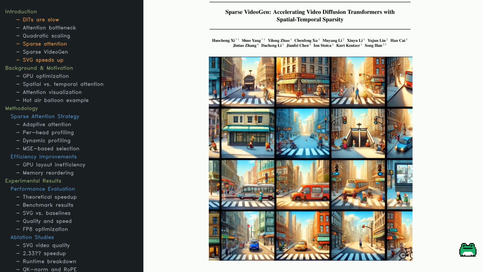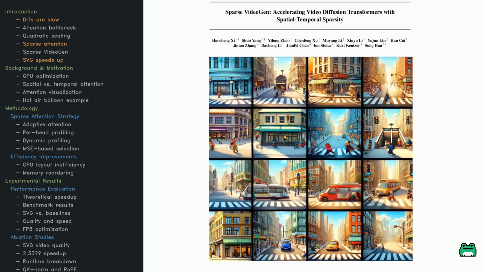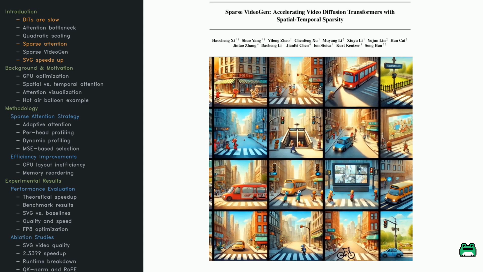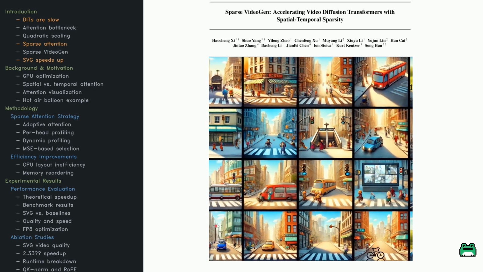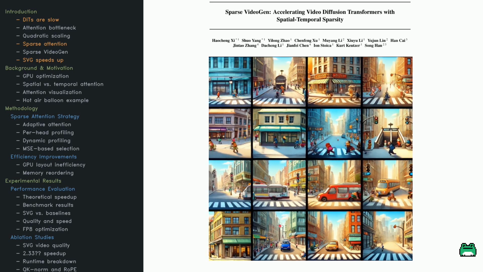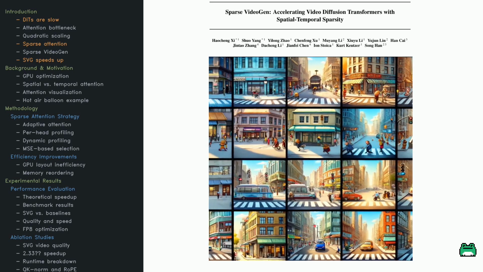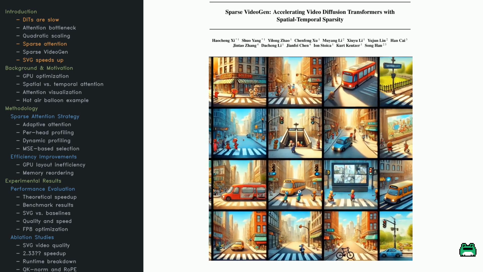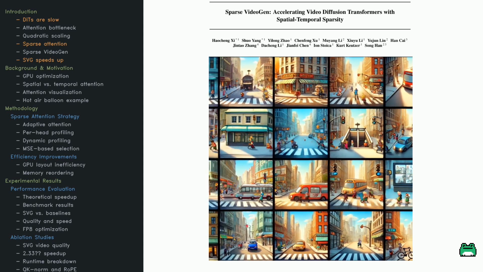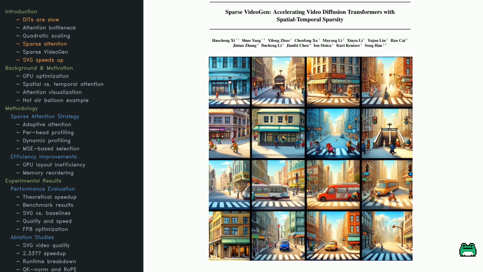Here's the deal. Video generation is slow because of 3D full attention. It's like trying to track every single pixel in every single frame. But guess what? Not all pixels are created equal. Some care about what's happening right now, that's spatial attention, while others care about how things move over time, that's temporal attention. Sparse VideoGen is like a smart detective.